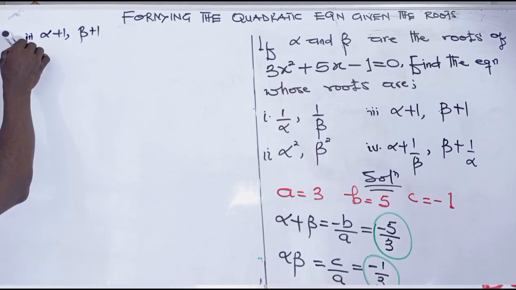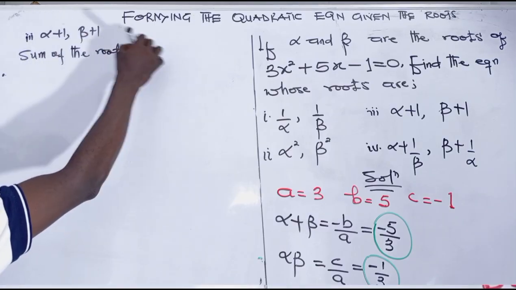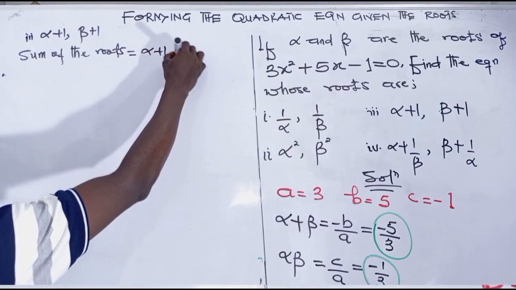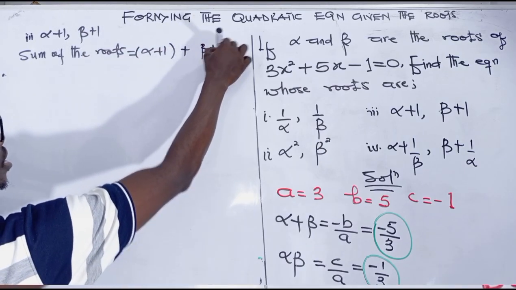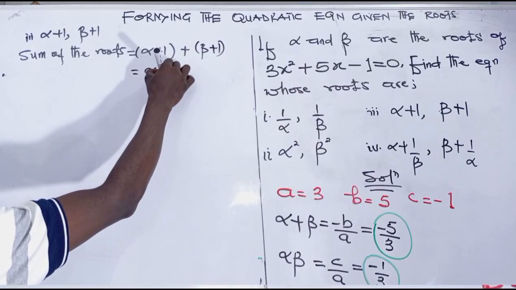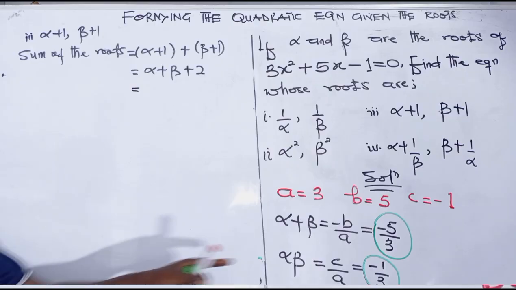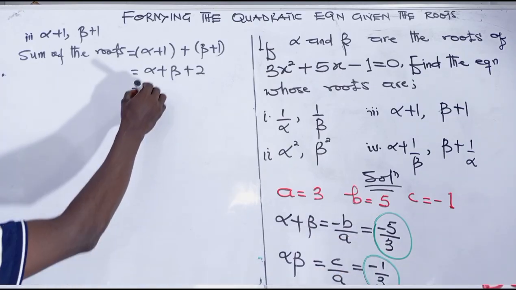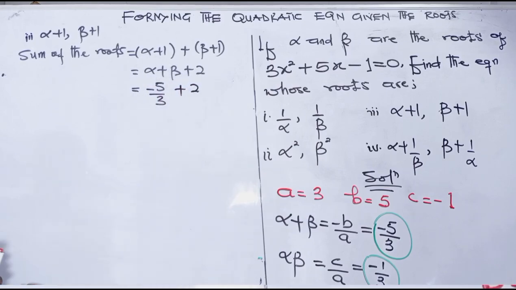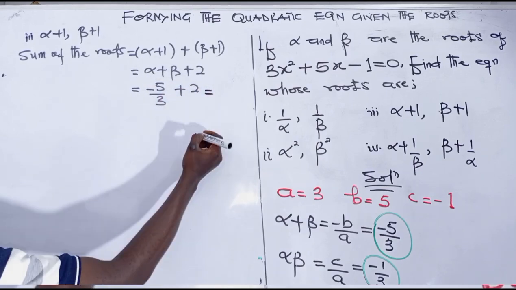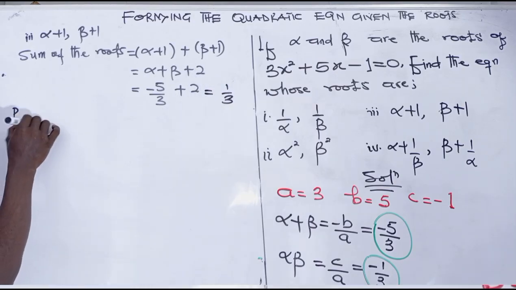So first we have to find sum of the roots. So we are going to get alpha plus beta plus 2. And we know that alpha plus beta is minus 5 over 3, and then we have plus 2. So this is going to give us 1 all over 3. Then we move on to product of the roots.